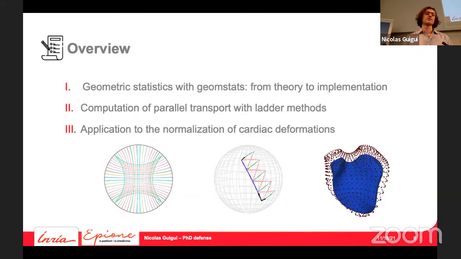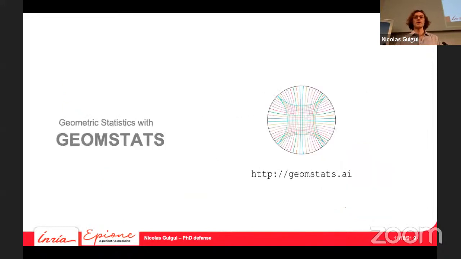Then I will focus on the computation of parallel transport with approximation schemes called ladder methods. I will show that they converge and give their speed of convergence. And finally, I will apply those results to the normalization of cardiac deformations. So first, geometric statistics with geomstats.